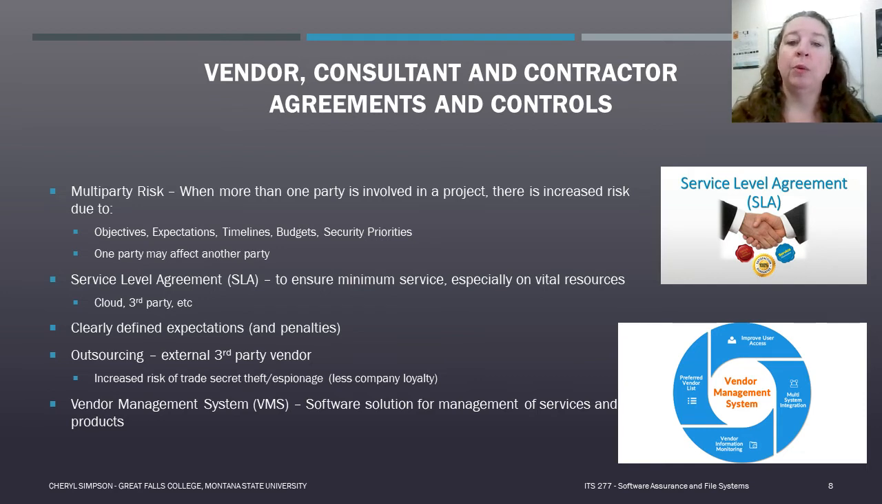This is to ensure what we call minimum service, especially on vital resources. So when we make a relationship with, say, Microsoft or Amazon for using the cloud, or we bring in a third-party consultant, we guarantee that our web server that you're going to be using is going to be up 99% of the time, which means out of 100 hours, I can guarantee you that 99 of them will be open. 99 is actually really bad. It should be like 99.9, but that's the logic.